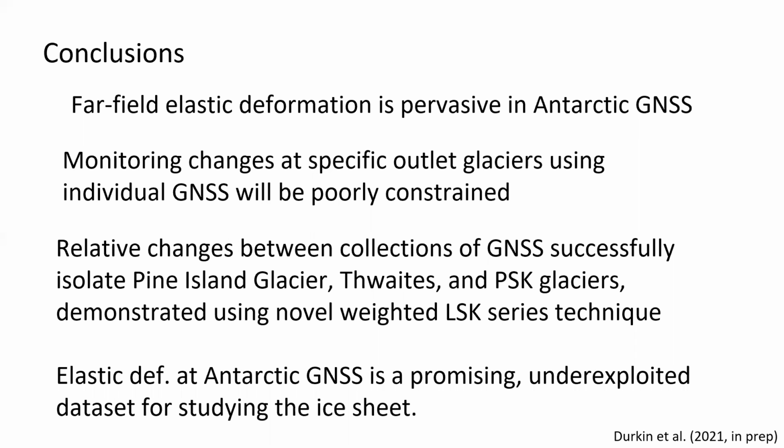However, we were able to use a new technique that considers the relative changes between collections of GNSS sites added up in a weighted series that isolates specific, arbitrarily defined zones of interest, demonstrating that it's possible to use Antarctic GNSS to put constraints on mass changes of specific Antarctic glaciers using the current configuration of GNSS sites on the continent. This has been demonstrated at three major centers of Antarctic ice mass loss, and it's applicable to many other regions on the continent, as well as other places around the world.